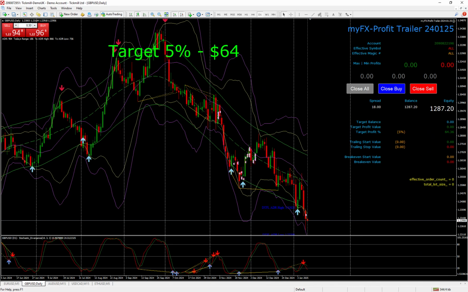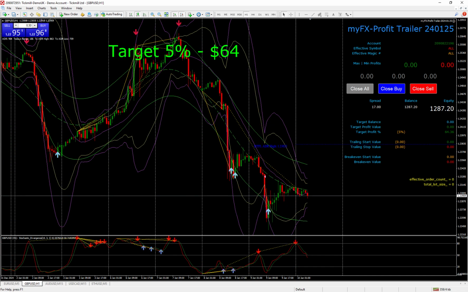Today is Friday, January 11th, 2025. I'll be analyzing GBPUSD across multiple timeframes to see if there are any potential trading opportunities. Here's the daily chart, and it looks like we're in a strong downtrend.